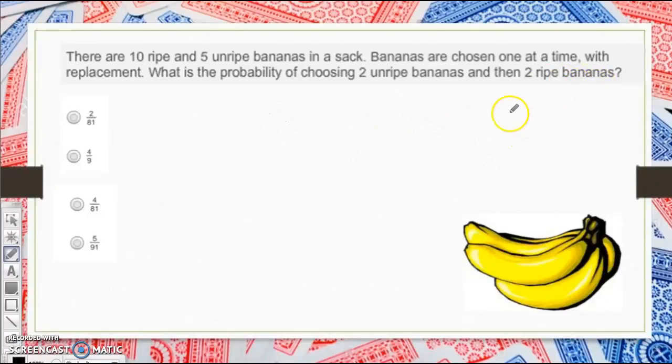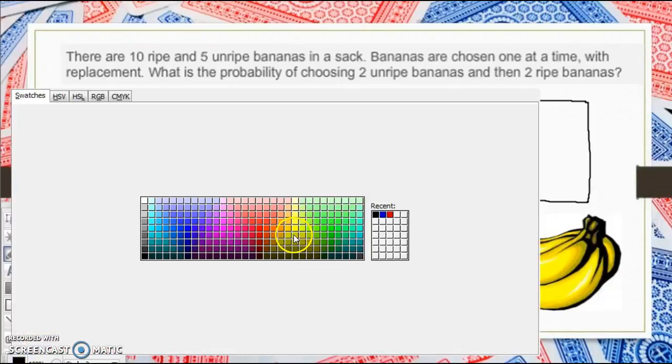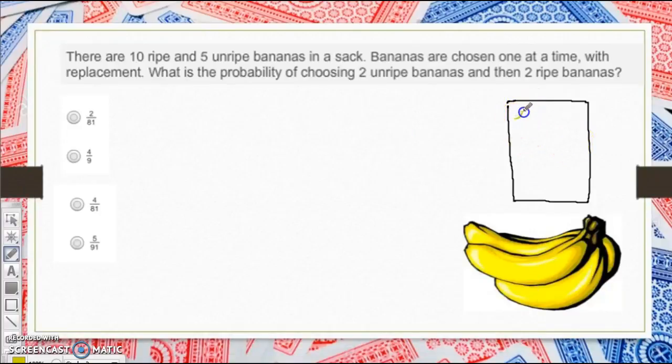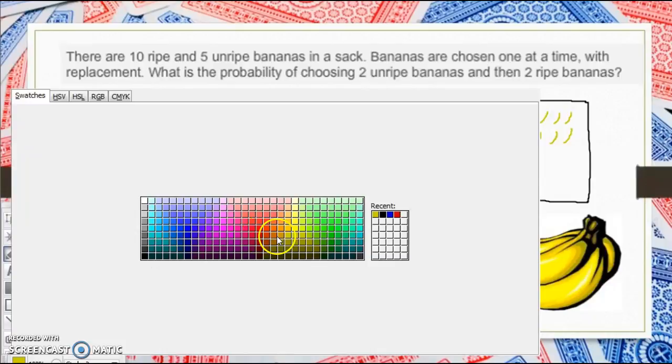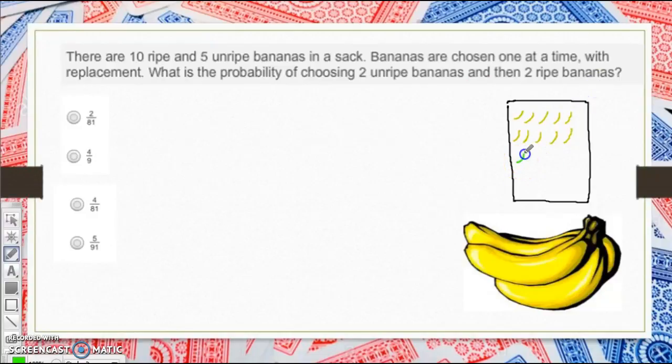All right, so I'm going to draw a little picture here. And I'm going to use yellow to represent ripe bananas. I'll make it a dark yellow. How's that? Kind of a mustardy yellow. So we have 10: 1, 2, 3, 4, 5, 6, 7, 8, 9, 10. And then we have 5 unripe bananas. So we're going to make them green, okay? 1, 2, 3, 4, 5.